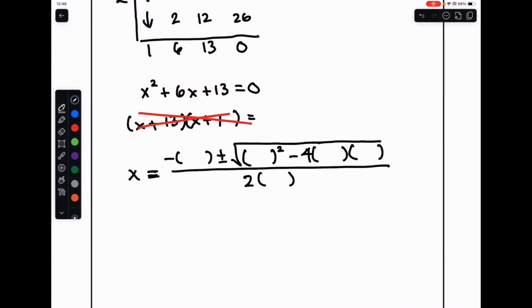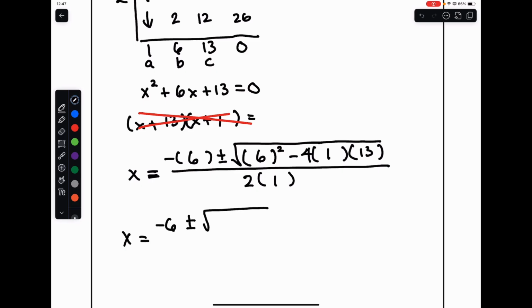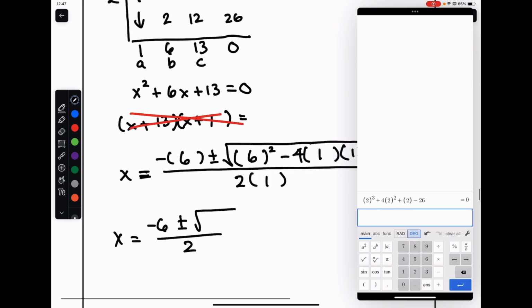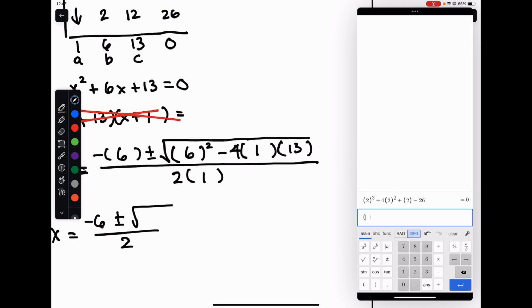Okay, so here I have my quadratic formula. The values of A, B, and C are 1, 6, and 13. So let's plug those numbers in the respective places. And we end up with negative 6 plus or minus, let's simplify this right here. And then we end up with 2 in the bottom. So let's bring out my calculator again, and let's figure out what the discriminant equals. So we have 6 squared, like I said, minus 4, 1, and then 13. And, look at that. We end up with a negative 16.